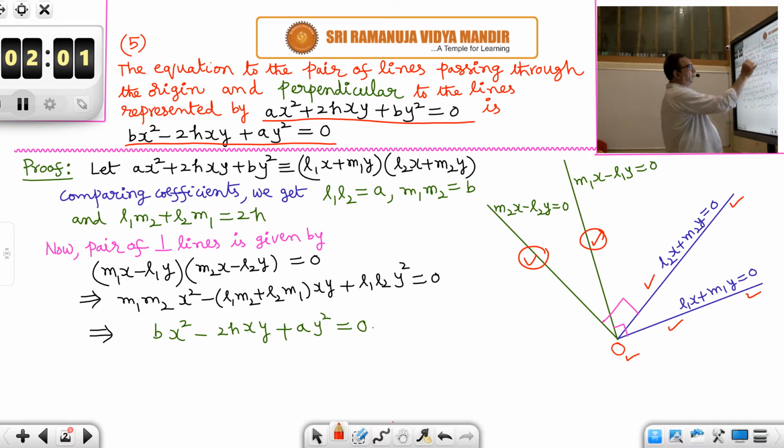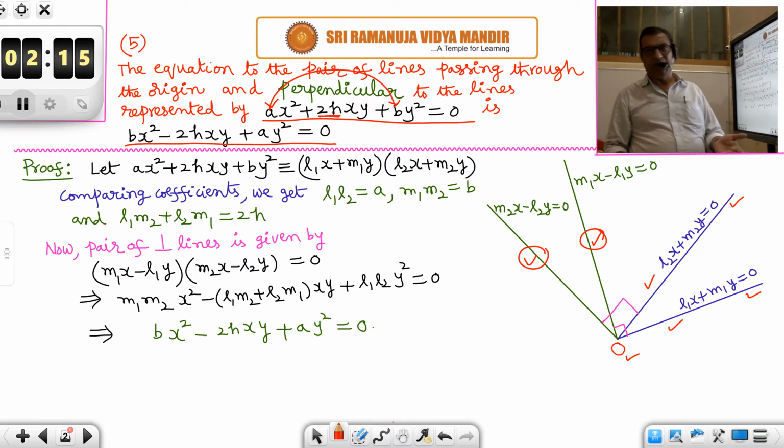That means in the original equation, the x square coefficient and y square coefficient we have to interchange. And the xy coefficient, whatever it is, we have to change the sign. If it is plus, we have to make it minus. If it is minus, we have to make it plus. So then let us continue with the next problem.